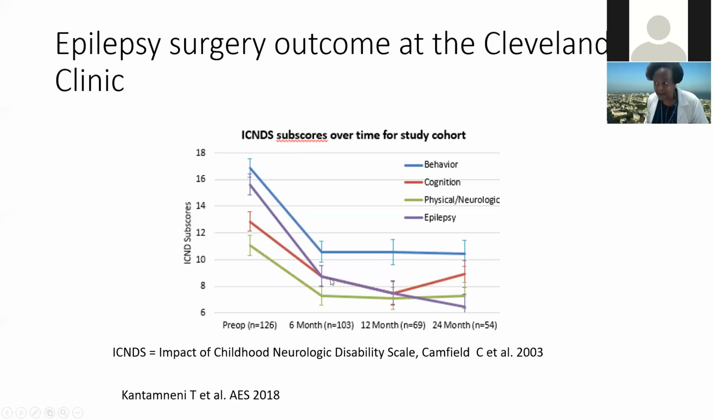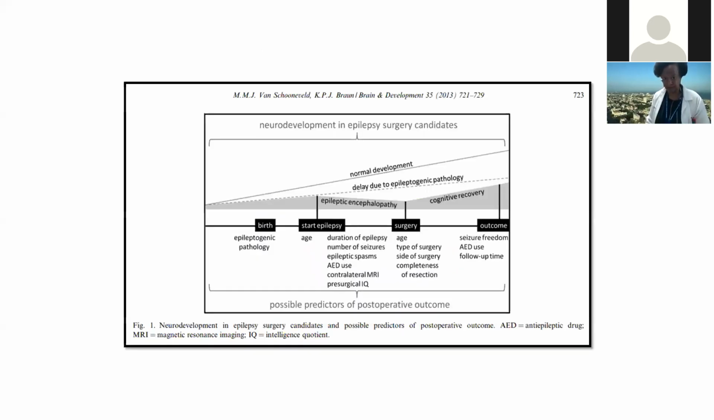The epilepsy improved over time, right? The seizures went away, right? The cognition also improved, okay? Although some later on have some worsening of cognition. And the physical and neurological aspects of life also improve over time. So in this group of patients, we were able to take them from the delayed cognitive status that they were in and put them in a better place. But this is not true for all the etiologies, okay?